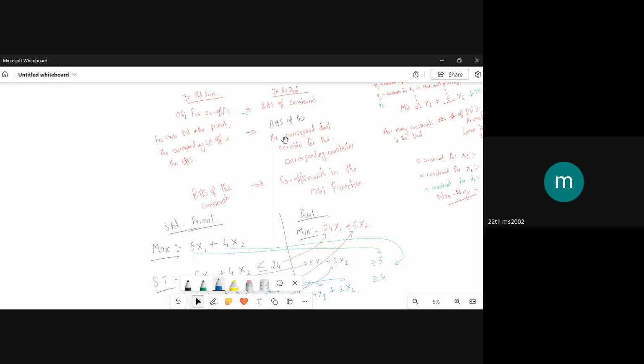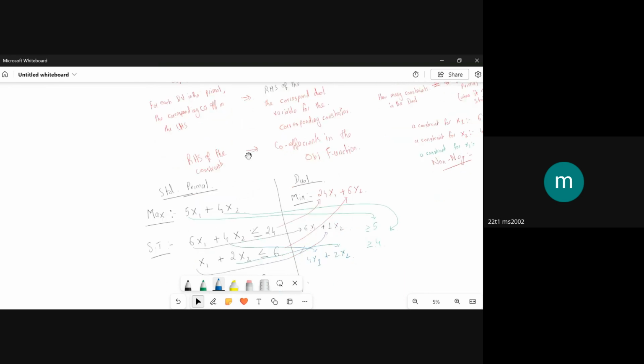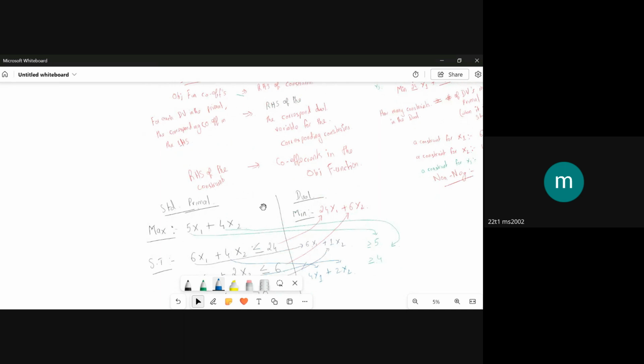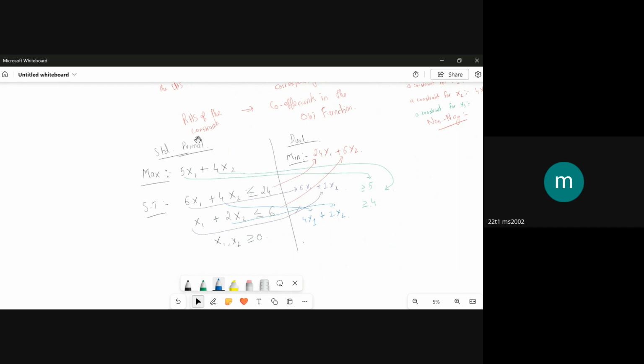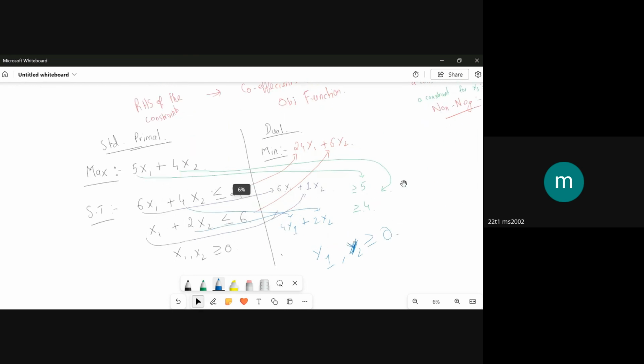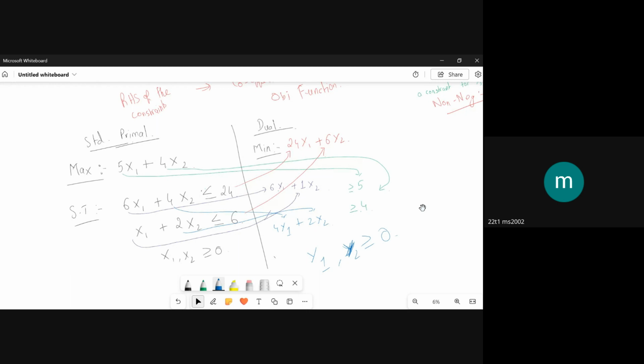Objective function coefficients of the primal become the RHS of the constraints. For each decision variable in the primal, that is basically x1 and x2, the corresponding coefficients in the LHS, which are 6 and 4, become the coefficients of the decision variables y1 and y2. And the RHS of the constraints, which are basically 24 and 6, become the coefficients of the objective function. Okay? And obviously you have y1, y2 greater than or equal to 0. I hope it is clear.